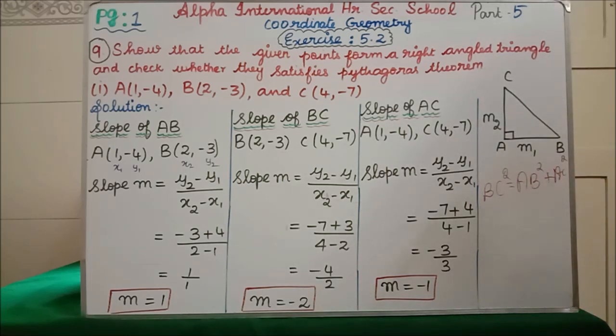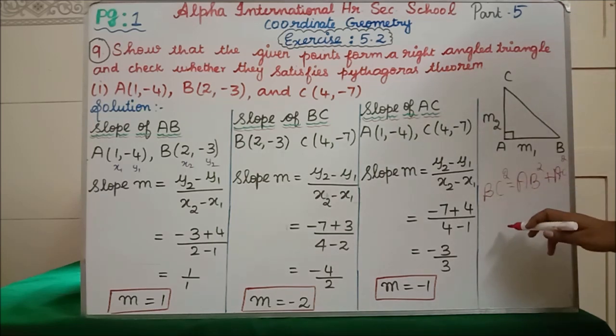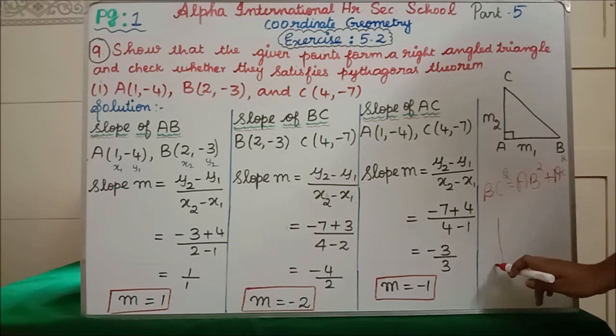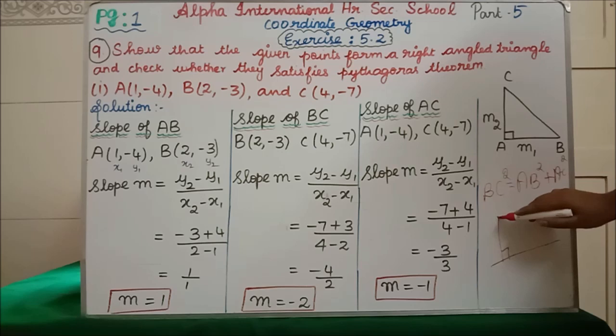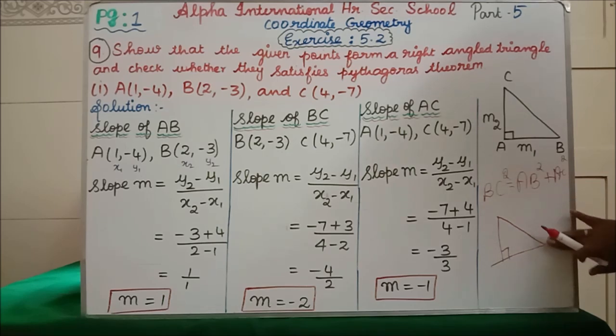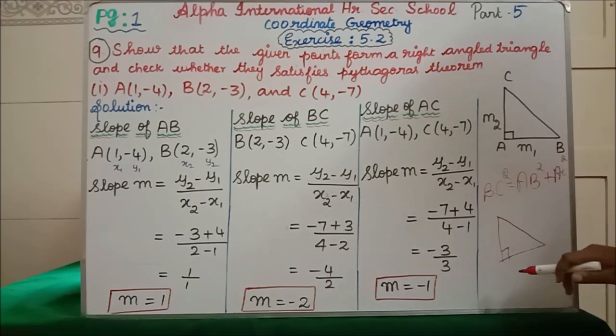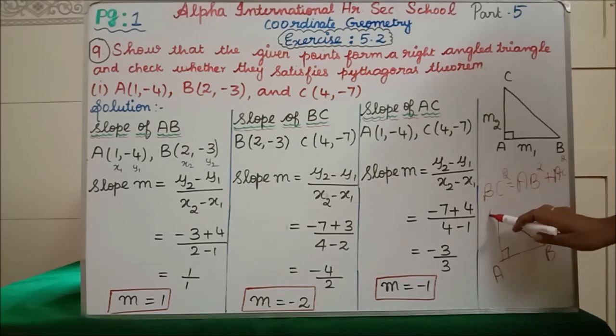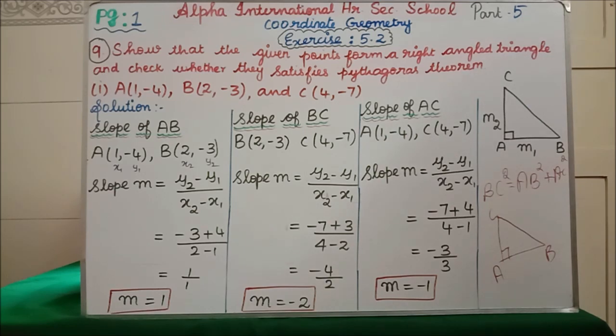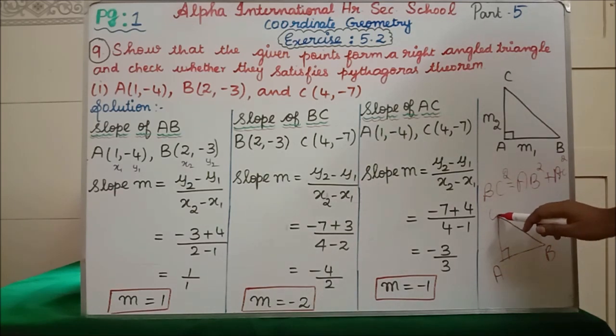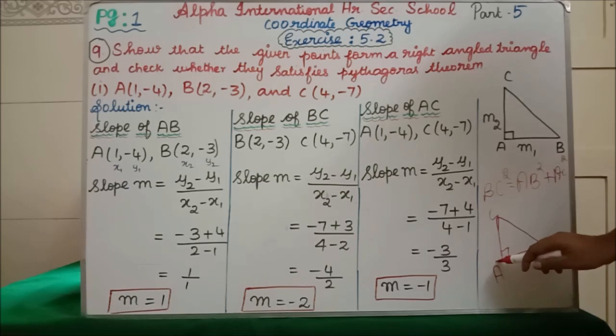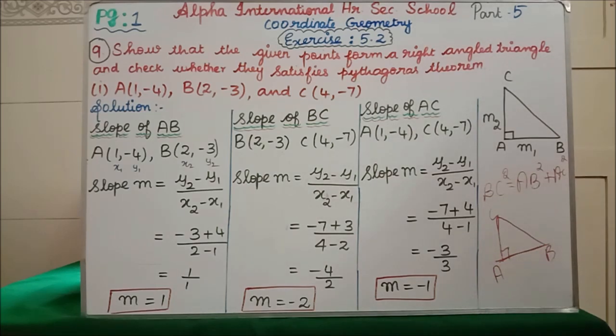Clear students? First, how are we going to show that it is a right angle triangle? Right angle triangle means how will the triangle be? It will have a 90 degree angle, isn't it? I am going to join this line. We have got the right angle triangle. Now you see, I have taken here point A, here point B, and here point C. Now what do we have to prove? Slope of AC is perpendicular to slope of AB. If we prove this, then it is a right angle triangle, isn't it?